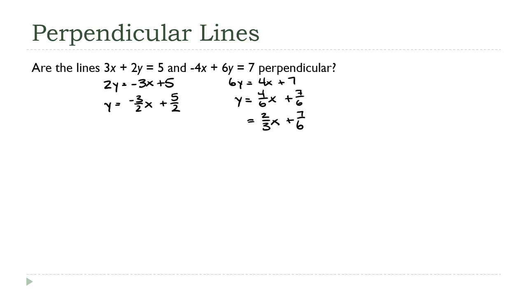Now I can compare the slopes. The slope of my first line over here is negative 3 halves, and the slope of the second line is 2/3, and those two numbers are negative reciprocals of each other. They have opposite signs, and the number parts are flipped over, 3 halves versus 2/3. So my answer here would be these lines are perpendicular.